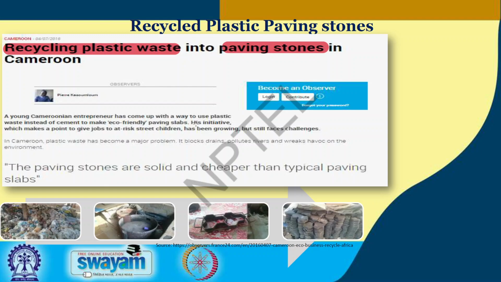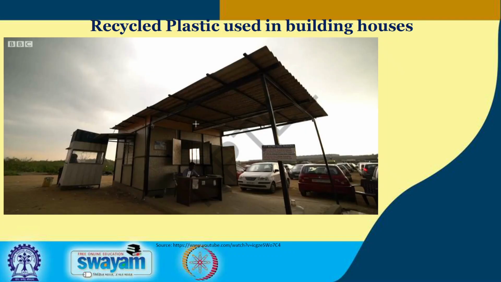Then recycling plastic waste into power blocks, we can also make. The power blocks are building blocks, because plastic has a good melting point and good binding capacity, so we can convert it into any product that can be used for human applications if it is in a good sorted form. This is a building constructed using recycled plastics.